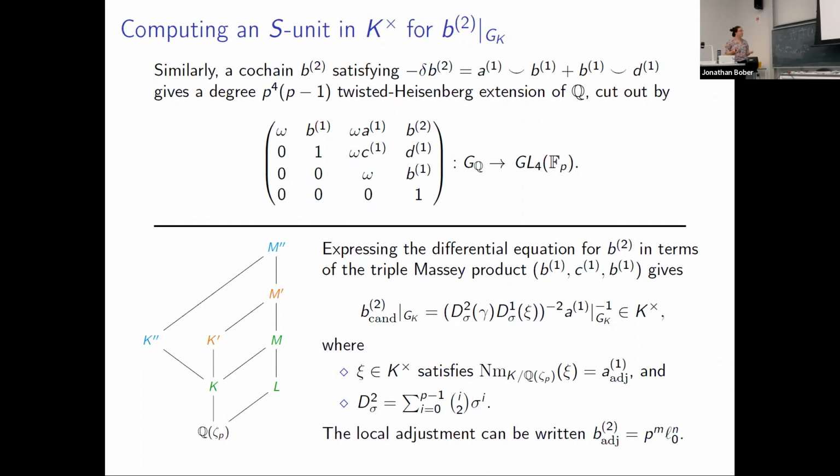And then similarly, we have our local adjustment. This time it's in terms of we have to multiply by a power of P and a power of L naught.